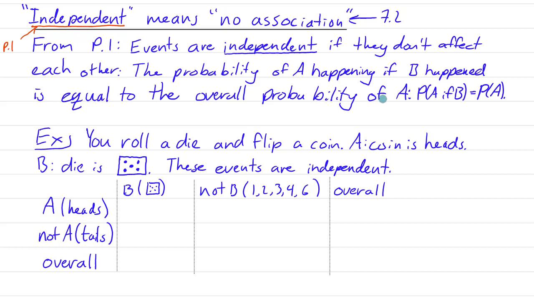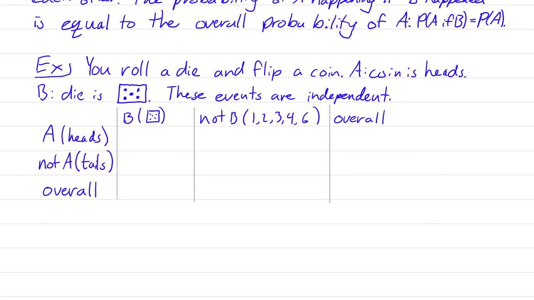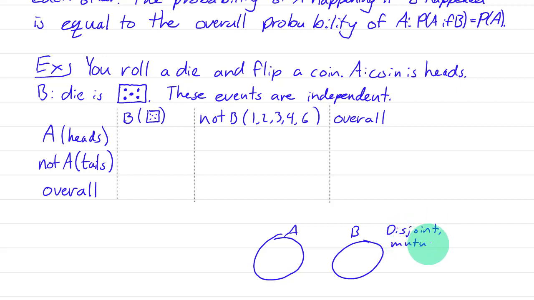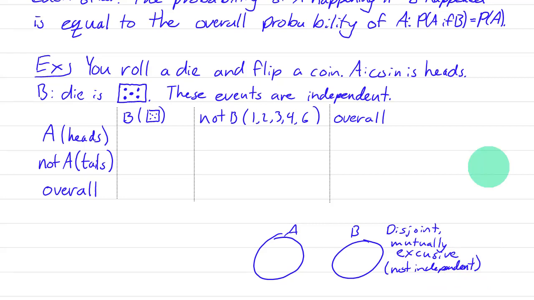Now remember, independent doesn't mean the same thing as they can't happen together. So if you have A over here and B over here, that is not independent. That means either disjoint or mutually exclusive. That's a common mistake, to get mutually exclusive and independent mixed up. So that's not what we're talking about here.